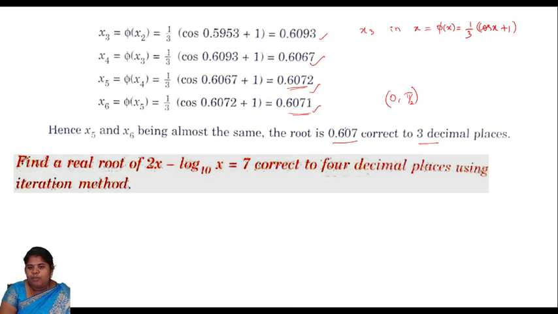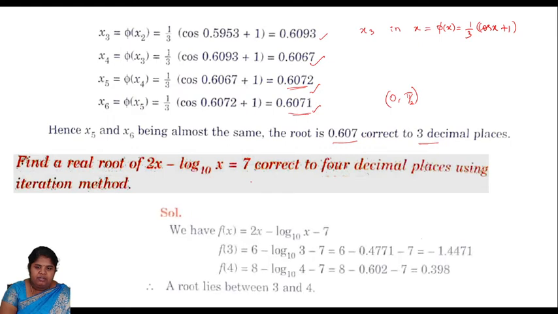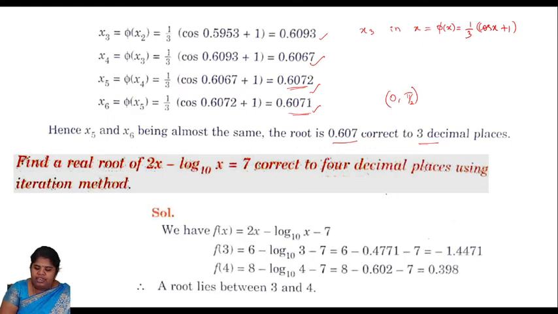Now consider this problem. Find a real root of 2x minus log to the base 10 of x equal to 7, correct to 4 decimal places using iteration method. Here also we are given a transcendental equation. Now write the given expression f of x equal to 2x minus log x to the base 10 minus 7. Now we have to find one positive and one negative value, that is f of a and f of b, which should be of opposite signs.